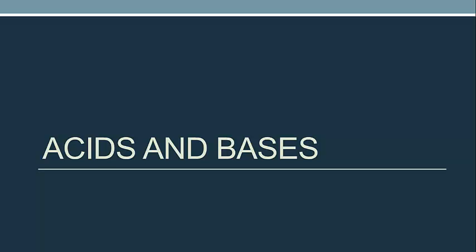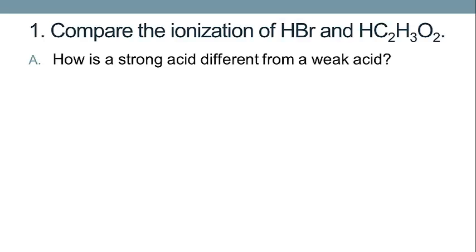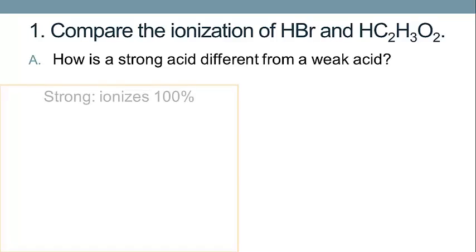The first section is about acids and bases. In question 1, we need to compare the ionization of hydrobromic acid, which is a strong acid, to the ionization of acetic acid, which is a weak acid. How is a strong acid different from a weak acid?